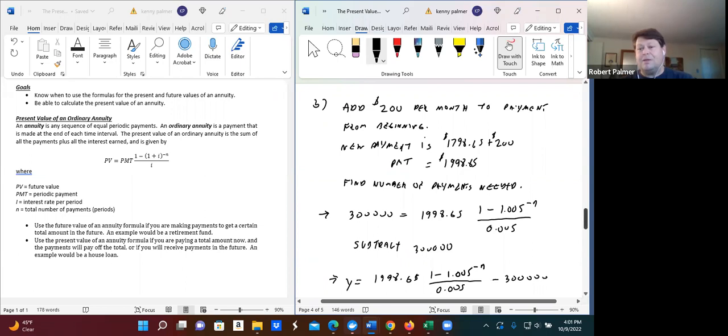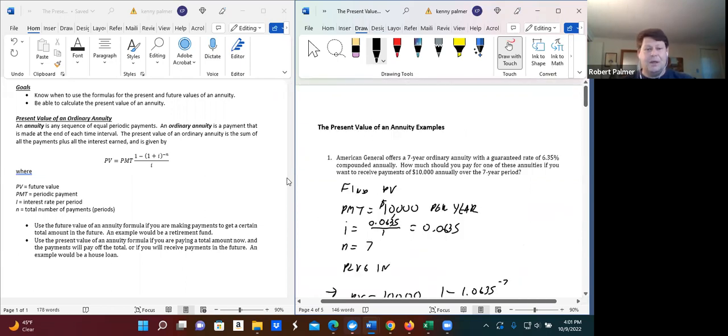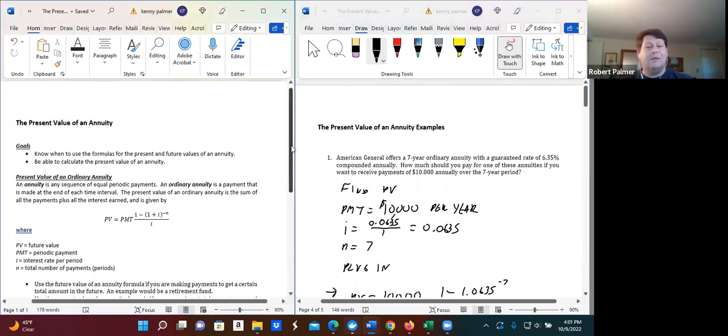Okay, so what we learned today is how to use the present value of the annuity formula, the difference between the future and present values, and being able to calculate payments, the amount of a present value, the amount of a payment, and also the time or number of payments required to get to that.